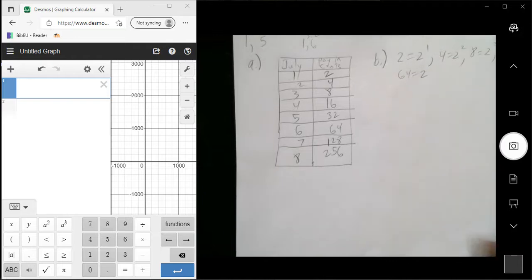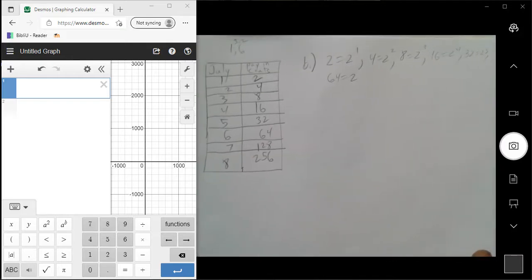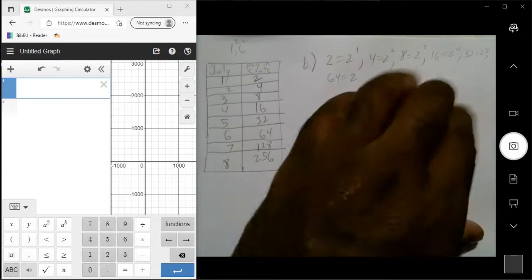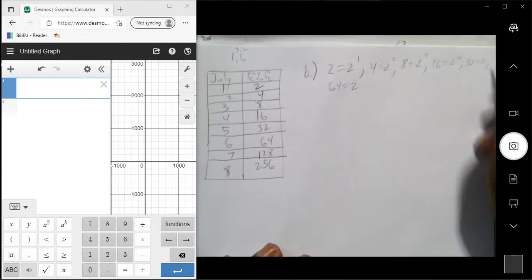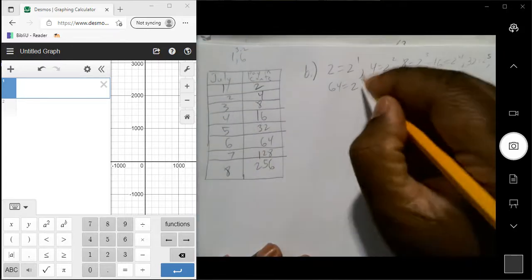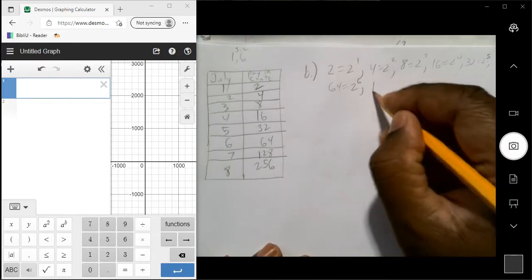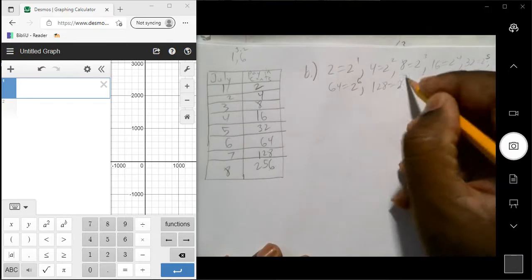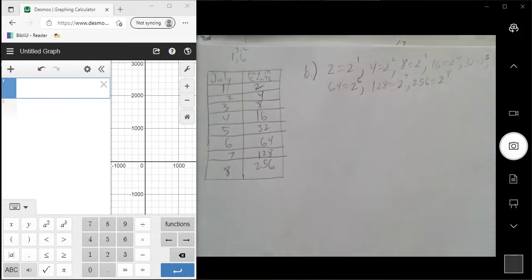Okay, wait a minute. That 5 looks like it's 25. So that would be 2 to the fifth. And then 64 is equal to 2 to the sixth. 128 is equal to 2 to the seventh. And 256 is equal to 2 to the eighth power.